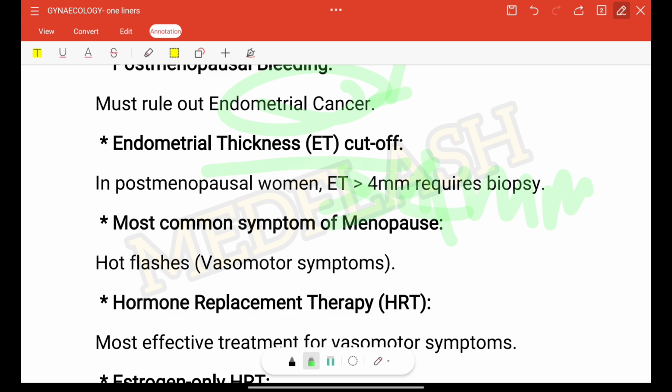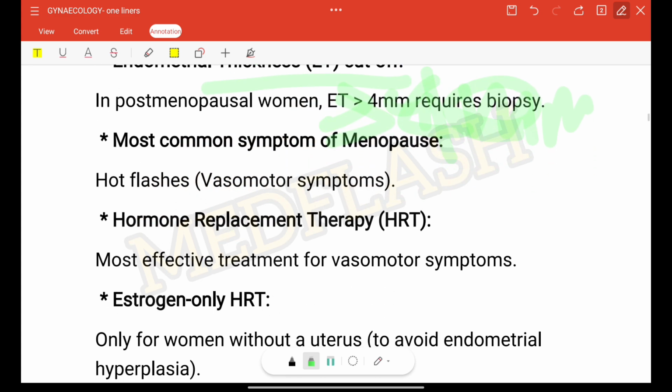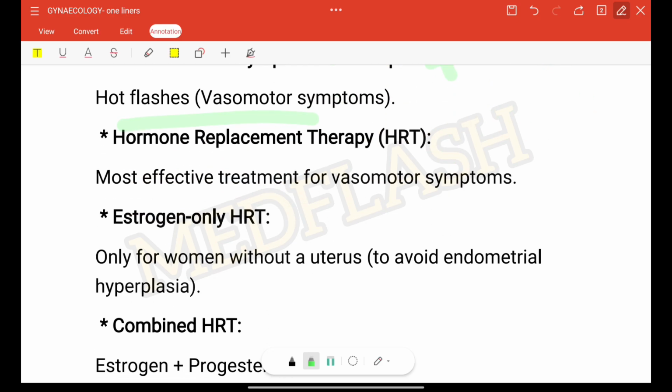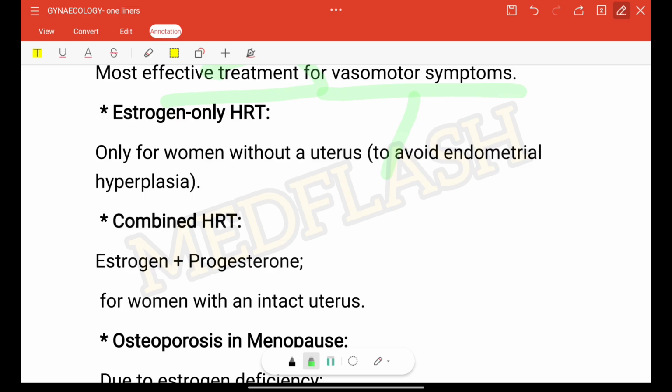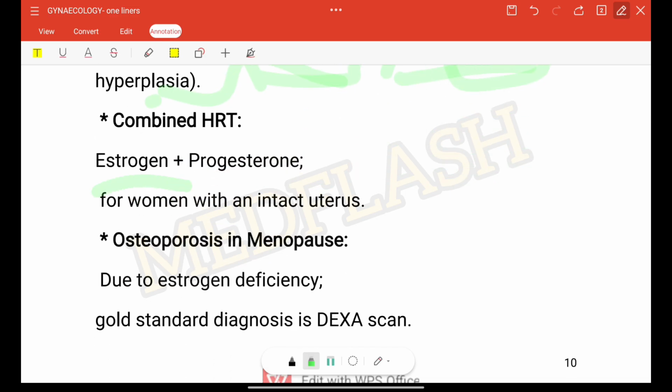Most common symptom of menopause: hot flushes. Hormone replacement therapy is the most effective treatment for vasomotor symptoms. Estrogen-only hormone replacement therapy is only for women without a uterus, to avoid endometrial hyperplasia. If it is not treated, it can cause endometrial cancer. Combined HRT, estrogen plus progesterone, is for women with an intact uterus.